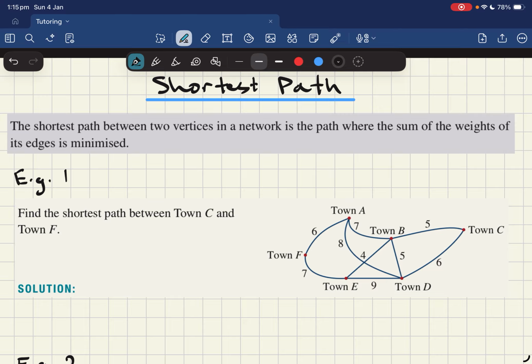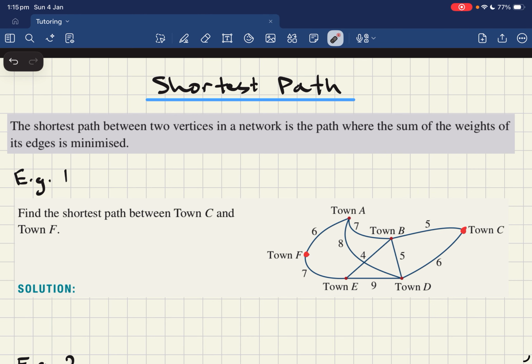Now, it's saying the shortest path between town C, so this guy over here, and town F. So we can see there's a couple of different ways we can get from C to F. One is to go from C to D to E to F, but I can already see here 6, 9, 7, that's going to add up to something higher than if we'd taken some other routes here. So we are somewhat considering the smallest possible edges.